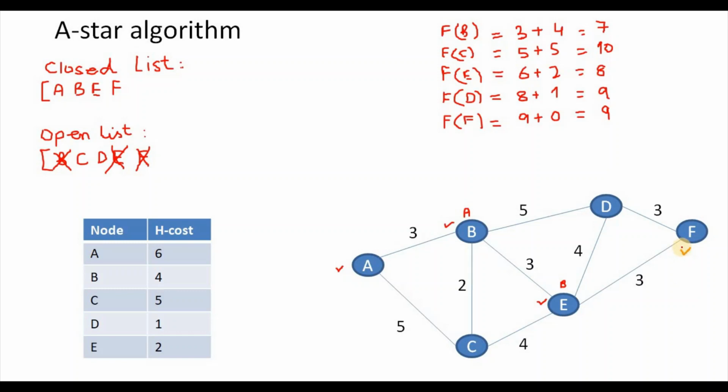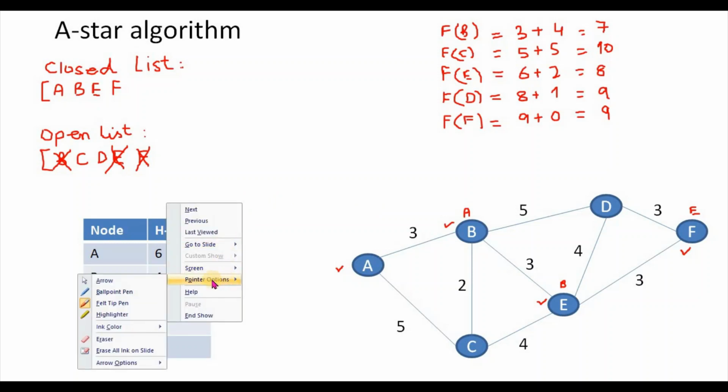And the previous node before F, where we came from, was E. So the parent of F is E. So from here we start. Now we want to find a path. We have reached the goal. We have searched our goal. Now it's time to locate the path.